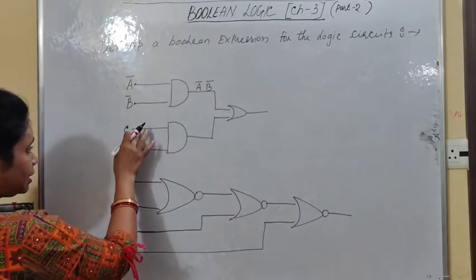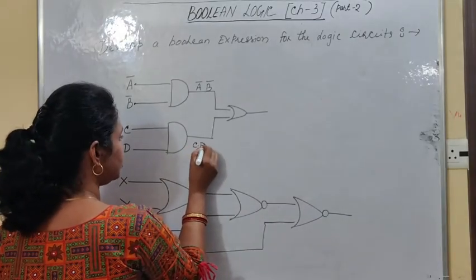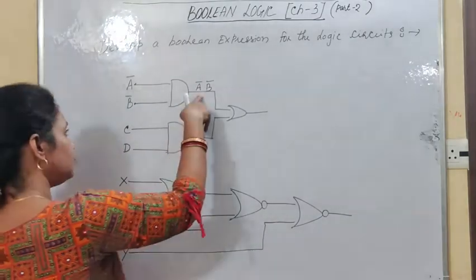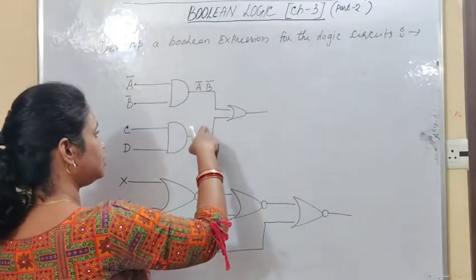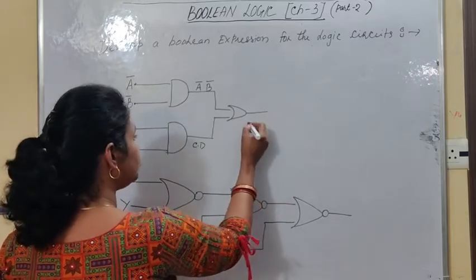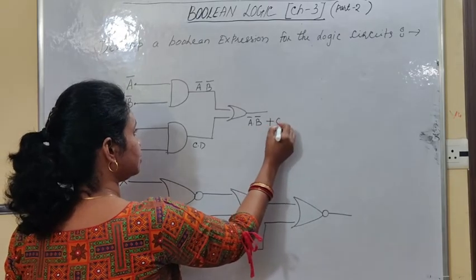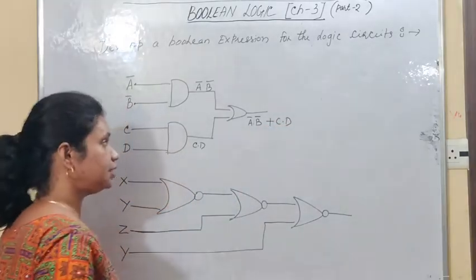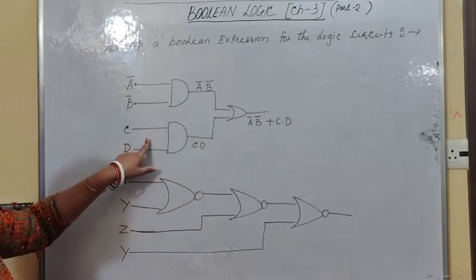Okay. Now this one is C and D. So what is the name of this output? C dot D. Now this is one sub expression. This is another sub expression, and we have already passed these two signals into one OR gate. So what is the name of this final output? That is A bar dot B bar plus C dot D. So students, this is the name of the output of this logical circuit.